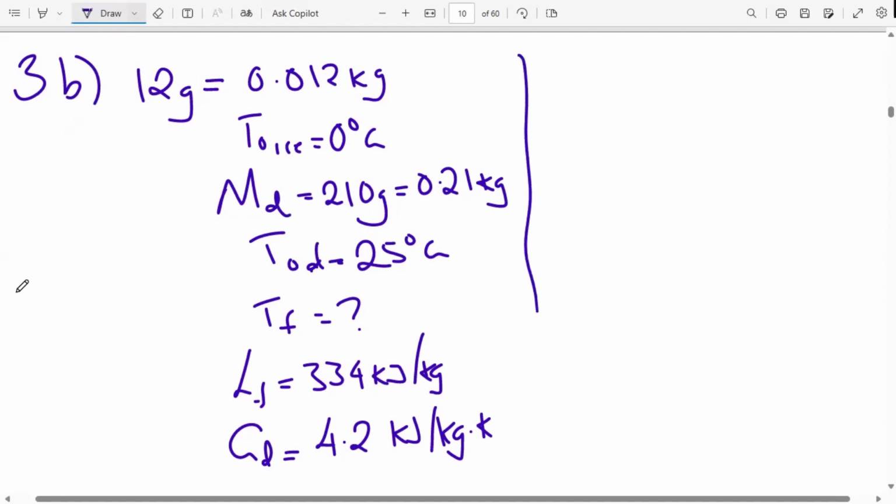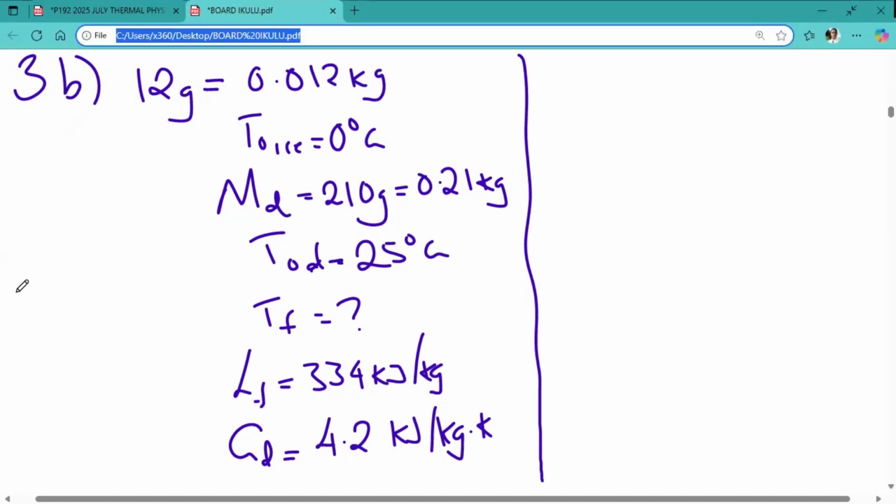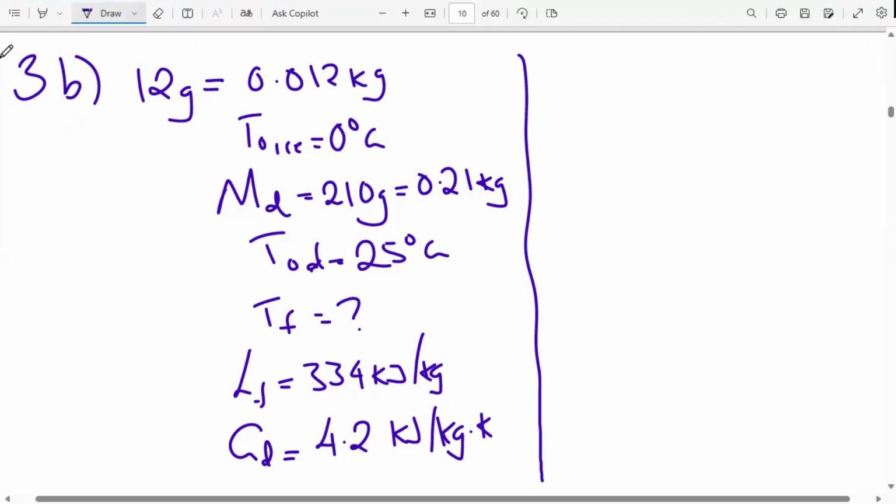So I'm going to say here, since the ice is already at 0 degrees Celsius, that means it only needs the thermal energy in order for it to change state from ice to liquid water. So Q will be equal to mLF. So this is Q1.